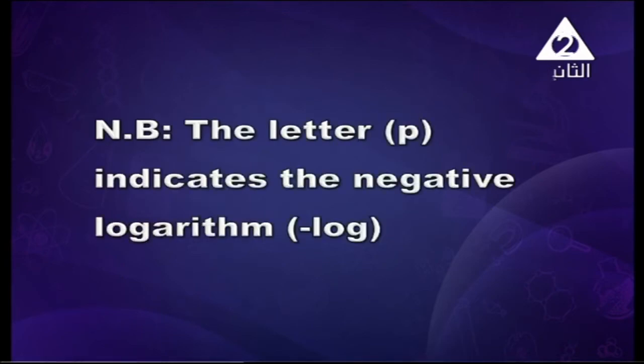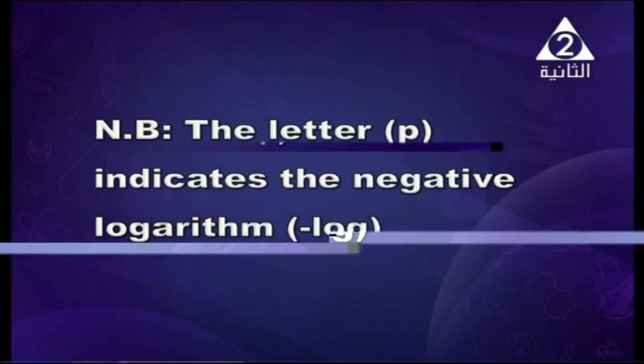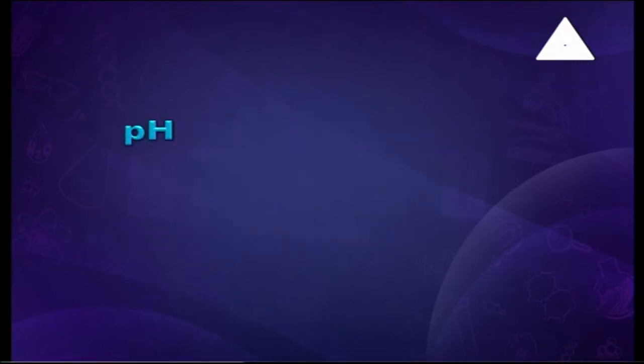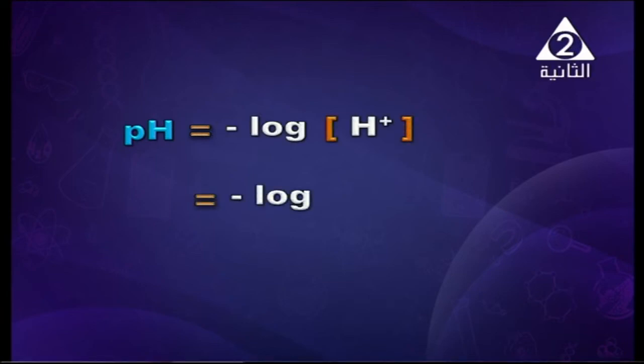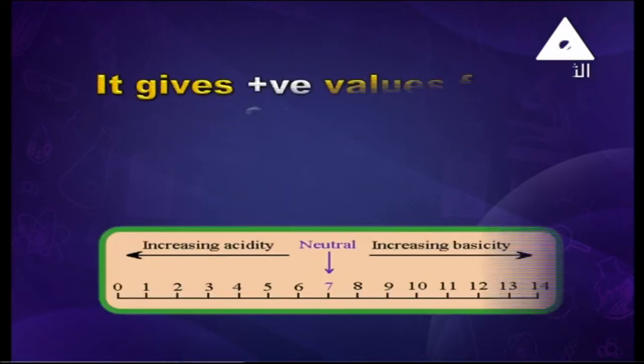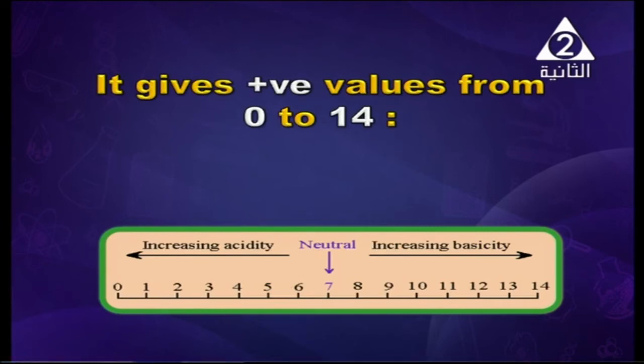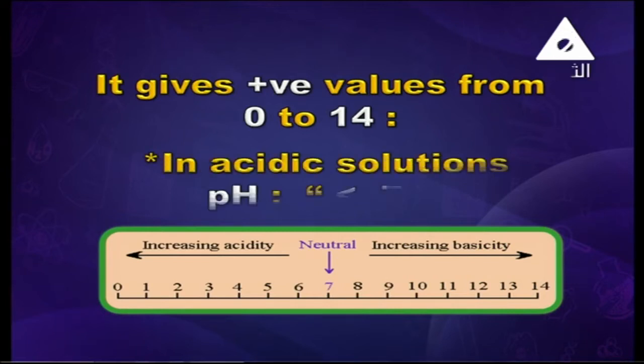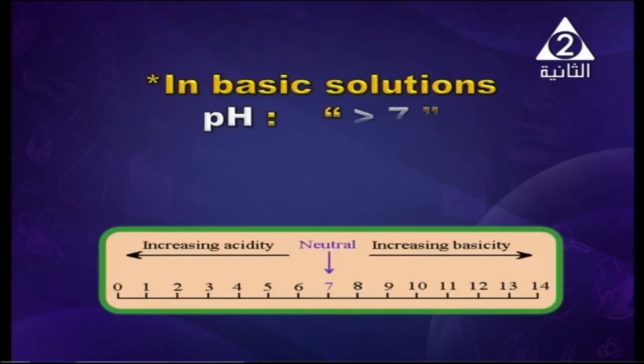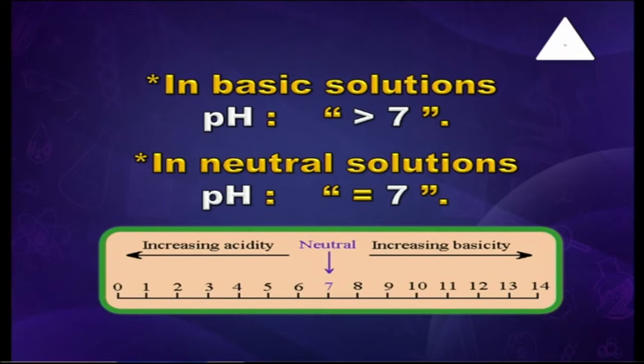My dear student, notice that the letter p indicates the negative logarithm or negative log. So, my dear student, pH equals negative log of hydrogen ion concentration. So, equals negative log also of hydronium ion concentration. And it gives positive values from 0 to 14 as shown on the screen. So, in acidic solution pH is less than 7, and in basic solution pH is greater than 7, and in neutral solution pH equals 7.